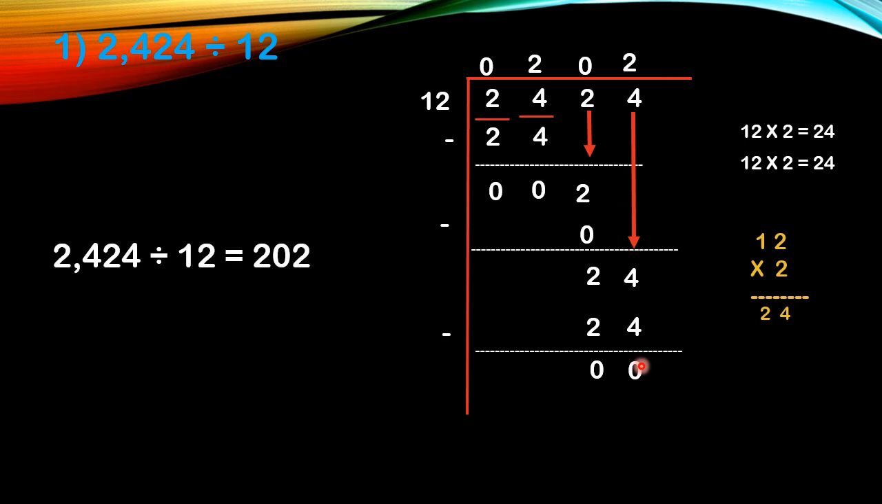So the answer is 202. Before that number, if the first digit is 0, we can omit this 0. So 2360 divided by 20 is equal to 202. The remainder is 0, so no need to mention that.